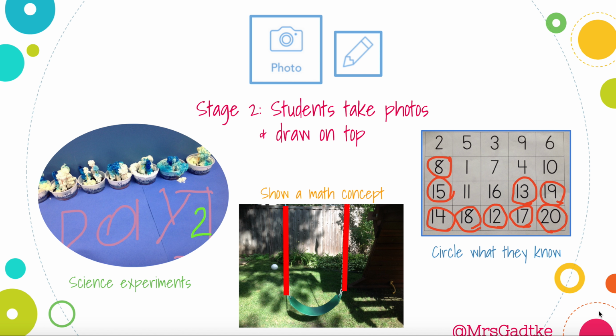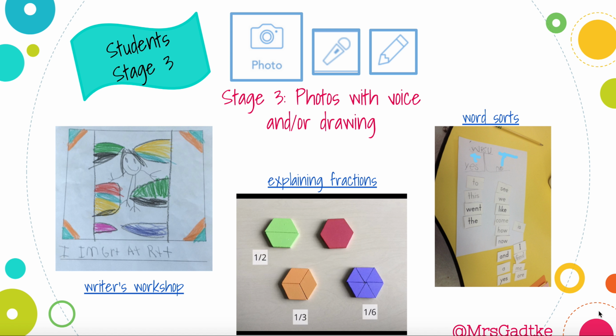And then stage 2 for students, they can start adding layers of content or annotations to their work. So maybe they're taking a photo and now they're drawing on top of it. Again, we're scaffolding, we're building up how they're potentially responding to their learning. And then stage 3 for students is, again, adding more layers of content.